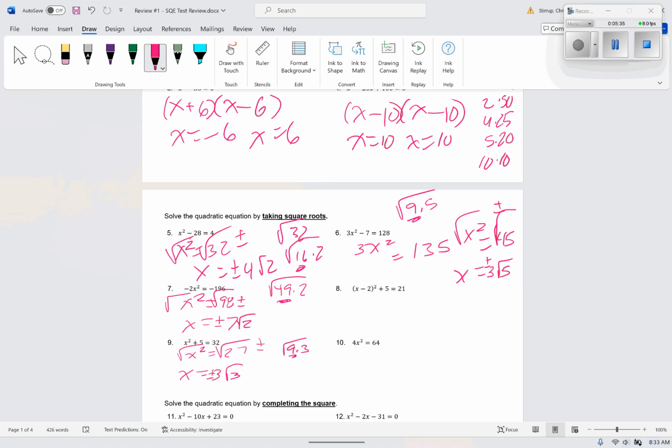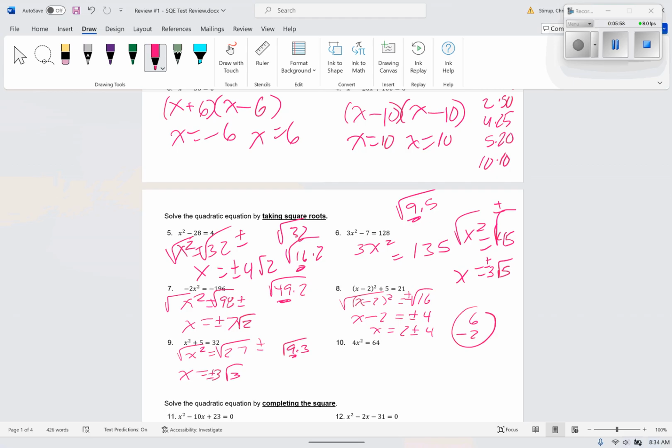Number 8, I'm going to subtract 5 from both sides first. So that's going to give me 16. Root. Don't forget the plus minus. X minus 2 equals plus or minus 4 because the square root of 16 is 4. Add 2 to both sides. And then go 2 plus 4 is 6. And 2 minus 4 is -2. So there's my 2 answers.